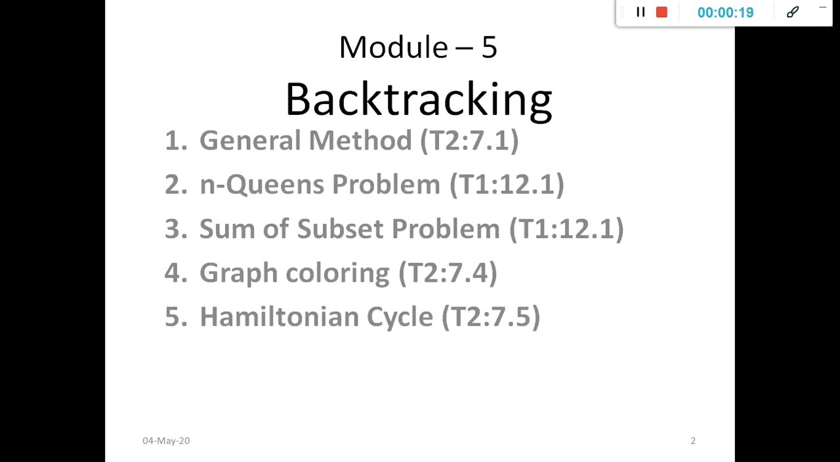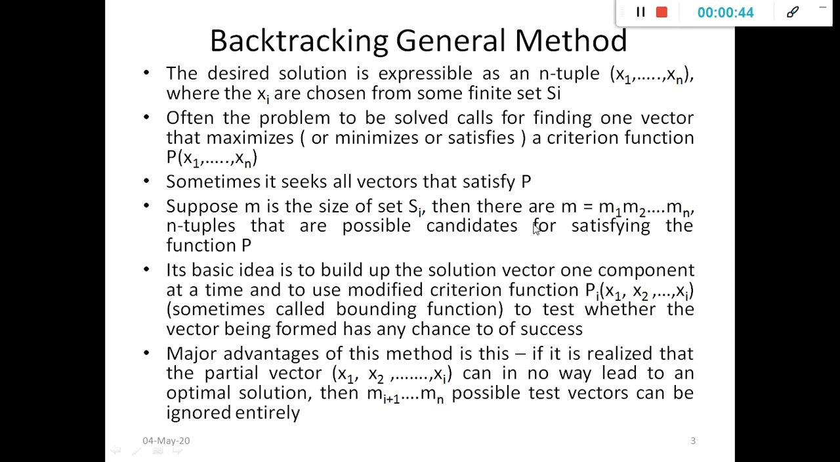Unlike the greedy method or dynamic programming, backtracking first generates all the possible solutions, then chooses the optimal solution for the given problem. Some standard examples we are discussing or solving using backtracking are the N-Queens problem, sum of subset problem, graph coloring and Hamiltonian cycle. Then let us see the general method of backtracking.